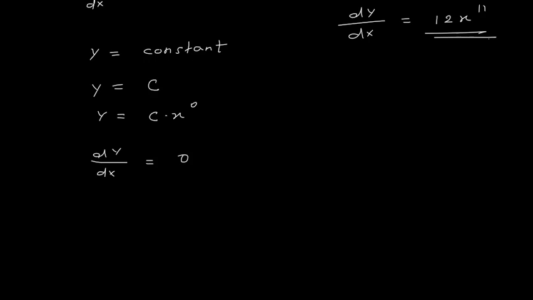Now constant means what? You could have y equals 10. This is a constant number. A constant number means it does not include any variable as a multiple. Okay, so if I say 10x, then it is not a constant function.